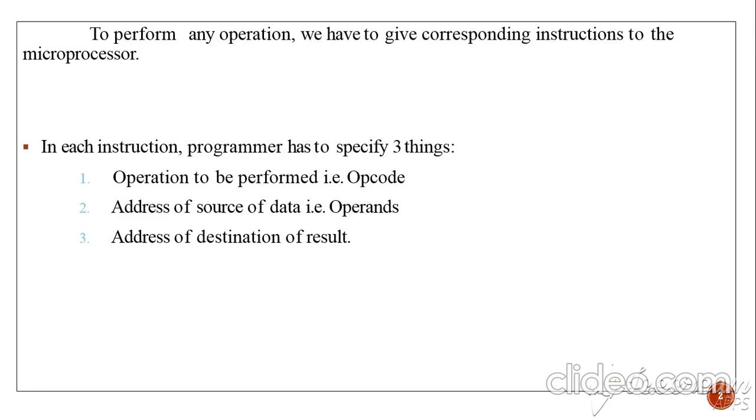As we all know, every instruction has an opcode and an operand. Opcode specifies the operation to be performed, while the operand specifies the address of the source of data or the address of the destination of the result. Both will be specified in the operand.